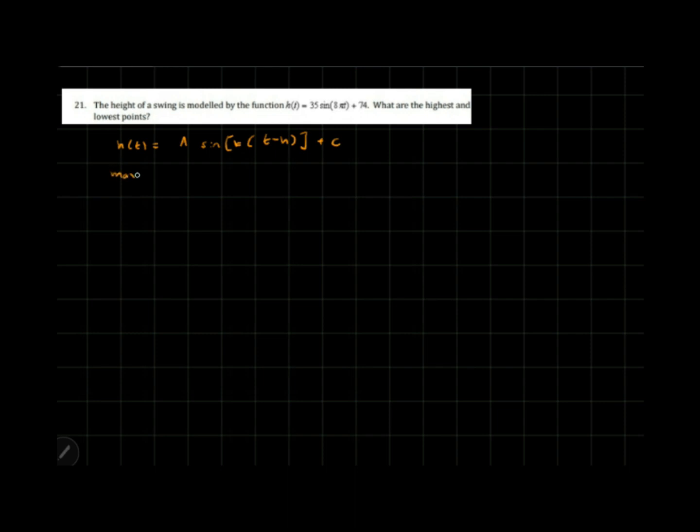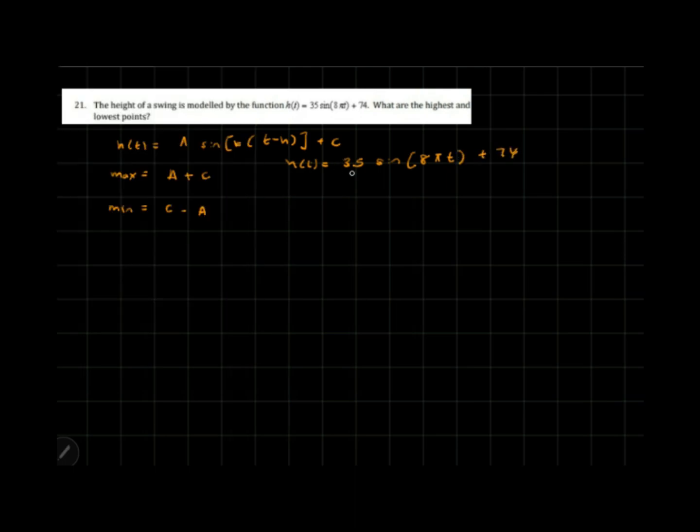Your maximum point is your amplitude a plus your horizontal axis. Your minimum point is your horizontal axis minus your amplitude, right? And in this case, to find the highest point, we know that h of t here is equal to 35 sine 8 pi t plus 74, right?